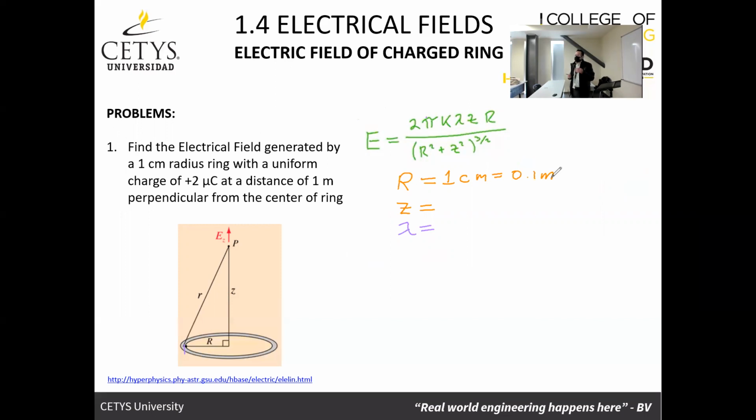What's the value of Z? Z is going to be, we want to know the electrical field at a certain point. 1 meter. It's 1 meter. That point is from the center of the ring, and that is given as well as, in this case, 1 meter.